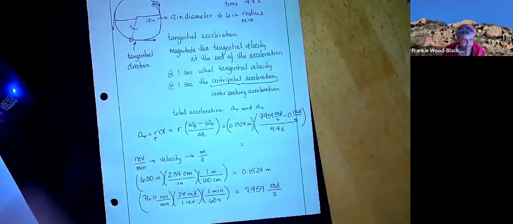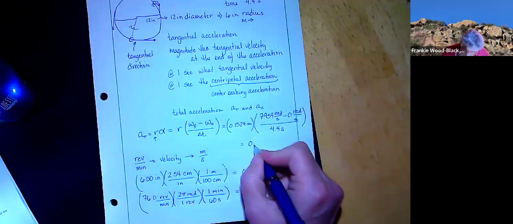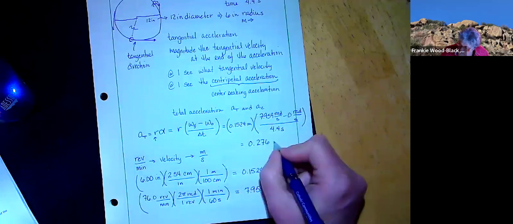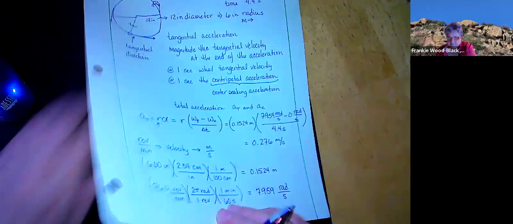And if I do that, I end up with 0.276 meters per second. So this gives me my tangential acceleration where we're at for this particular part of the problem.